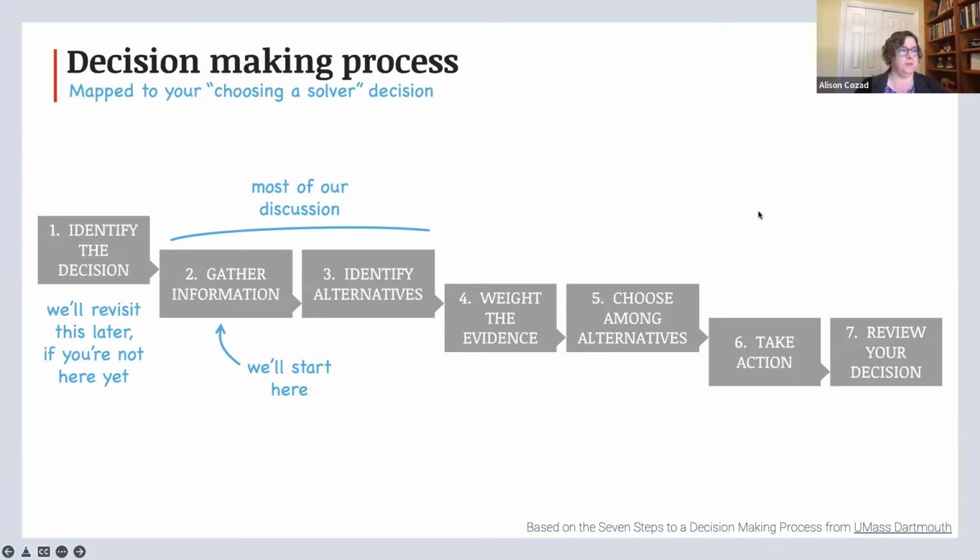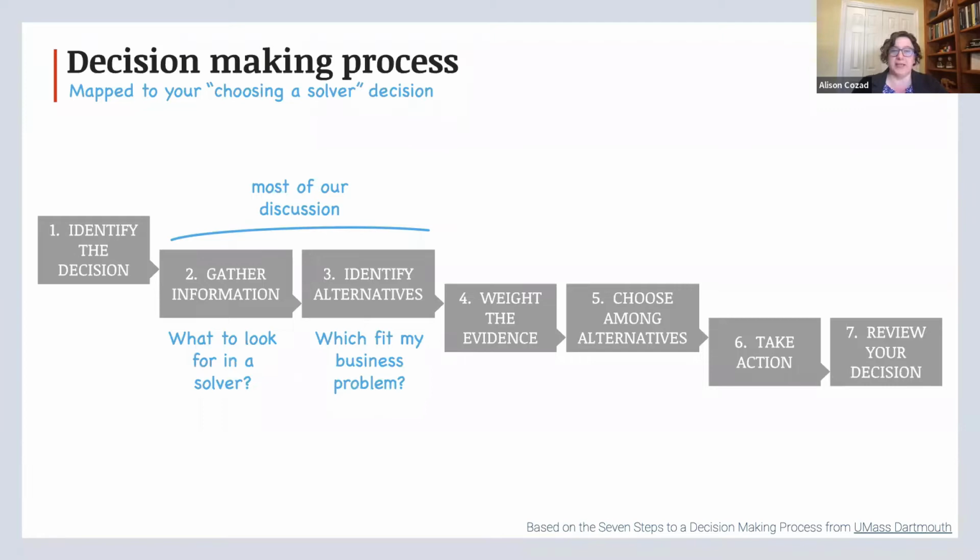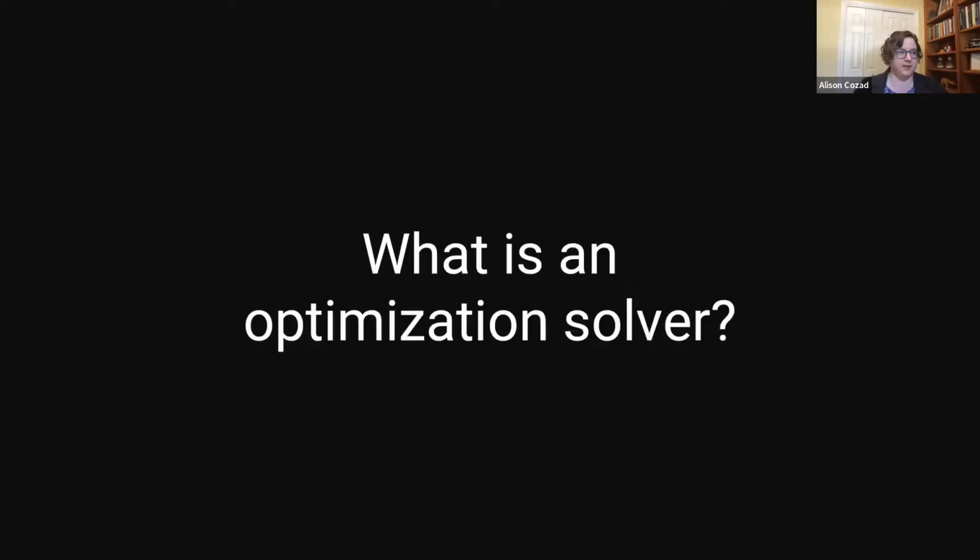So first up, we're going to look at gathering information. So what to look for in a solver and which solvers actually fit your business problem. And before we get too far, let's define what an optimization solver is. An optimization solver is a software that, as an input, accepts a mathematical model of an optimization problem.